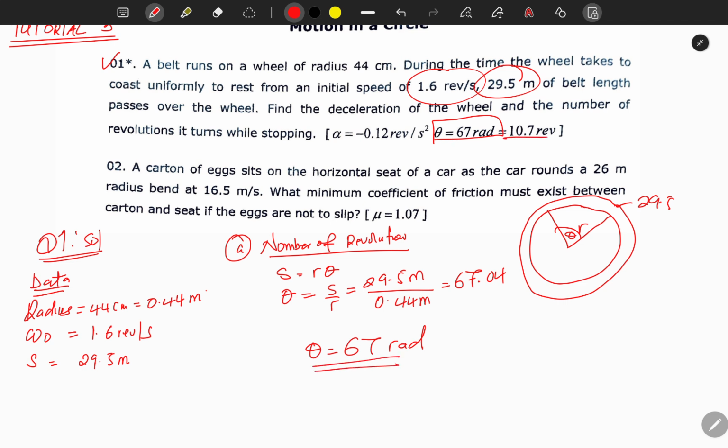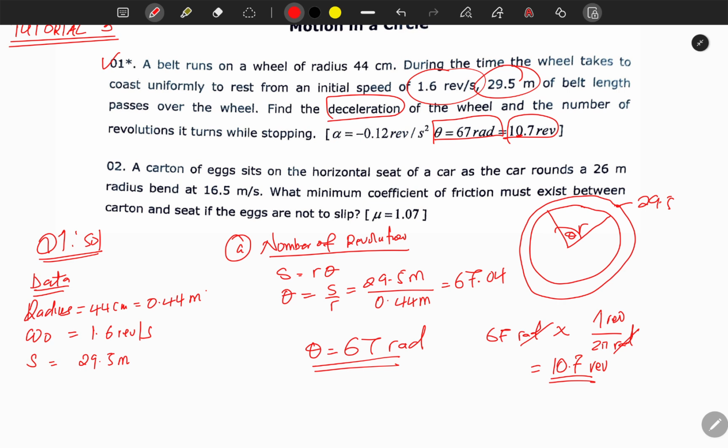For us to find it in revolutions, we just need to know how to convert rads into revolutions. We know that if we've got 67 rads, we need to multiply by 1 revolution, which is equal to 2 pi rad. Considering that, that will give us 10.7 revolutions. All right, now we can go on and find the deceleration.